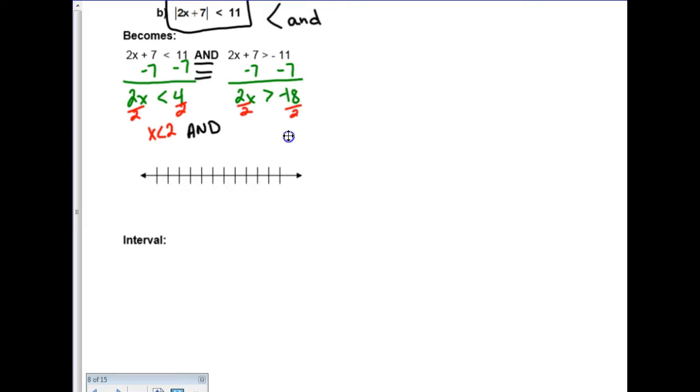Do I flip here? A lot of kids think I do. Some kids are under the impression that I just flip every single time I divide. But that's not the rule. What's the rule? When do you flip your inequality sign? Divide by a negative coefficient or multiply by a negative coefficient. So my inequality solution is x is less than 2 and x is greater than negative 9.